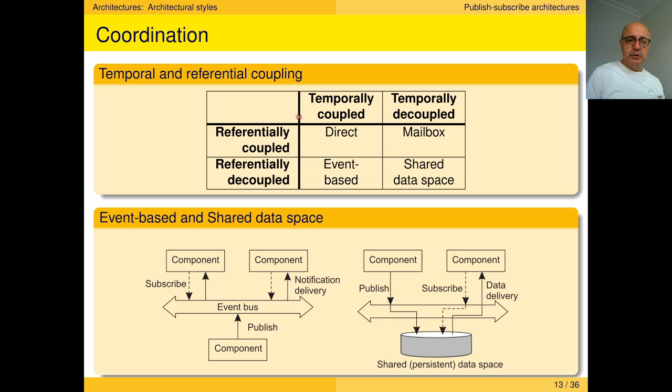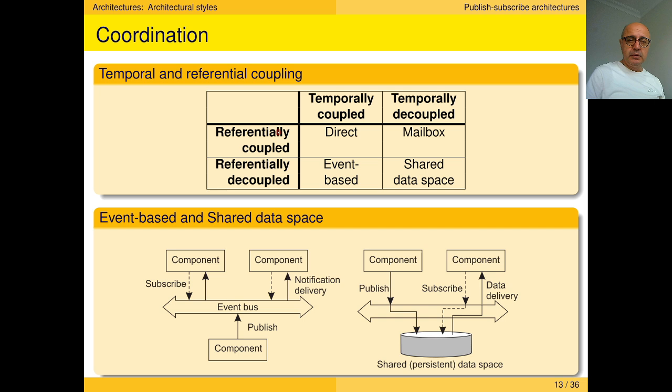So if the two components in communication need to be up and running at the same time, and also they need to know, especially the source needs to know, the source specifies who the receiver will be. That means it's referring directly to B, in other words. That's called a direct coordination.